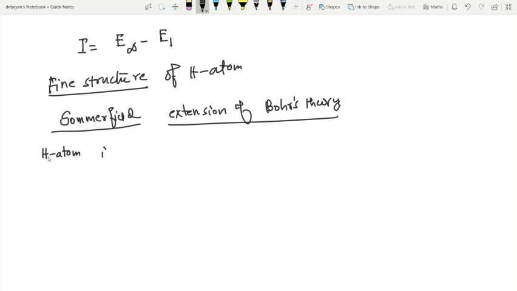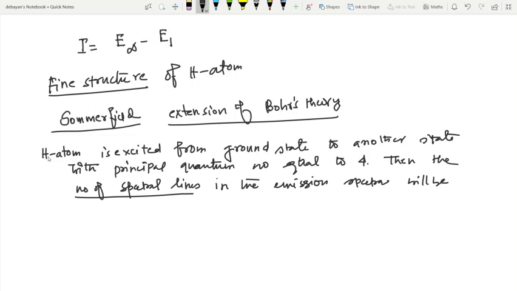If we want to find the number of spectral lines, then that should be n into n minus 1 by 2, that is the corresponding formula. So it is nothing but 4 into 4 minus 1 by 2, that is equal to 6. That is a simple question that can be given.